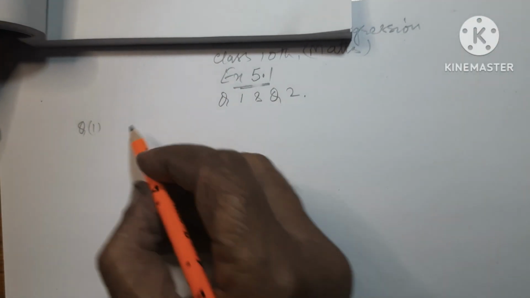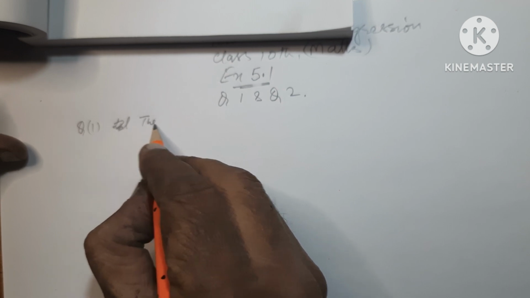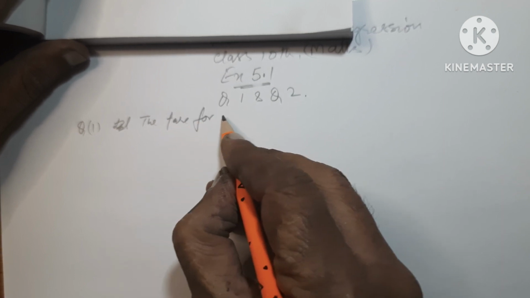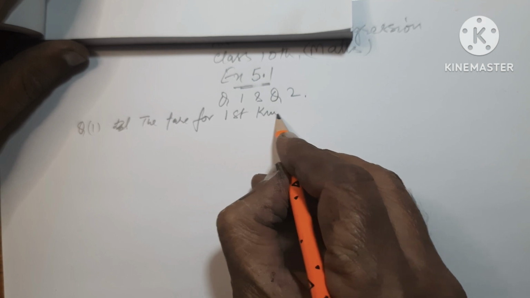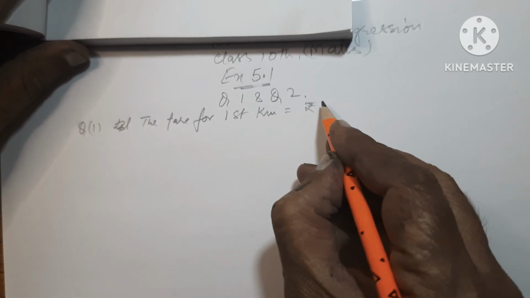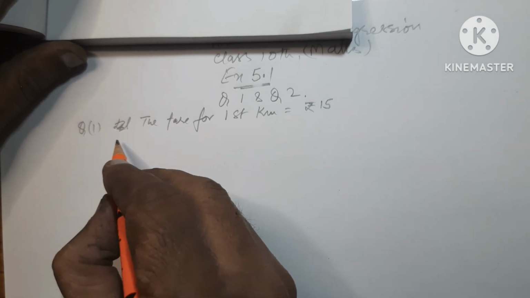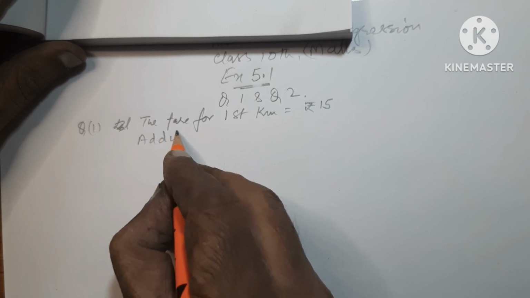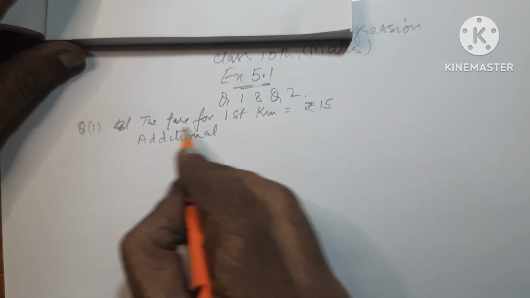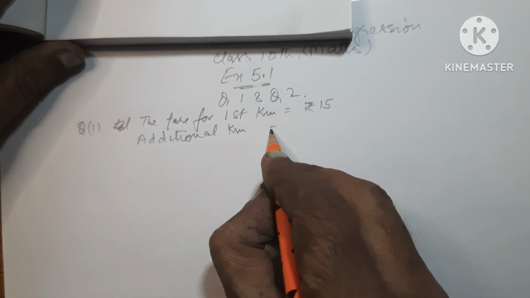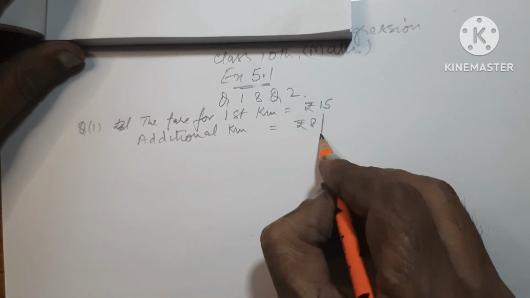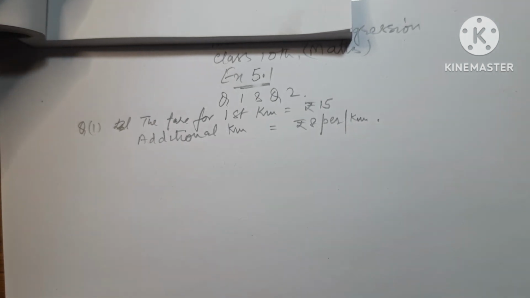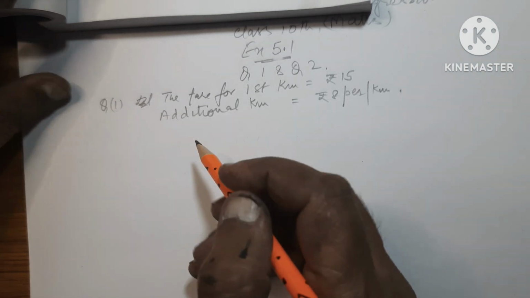Let the fare for the first kilometer be equal to rupees 15 and for each additional kilometer rupees 8 per kilometer. Okay, so we'll form an arithmetic progression.